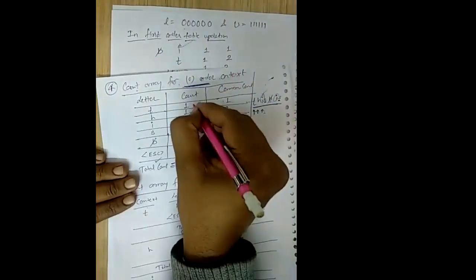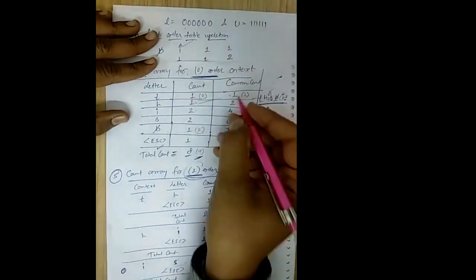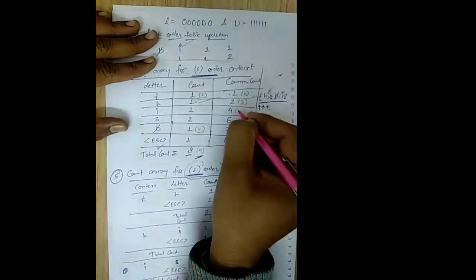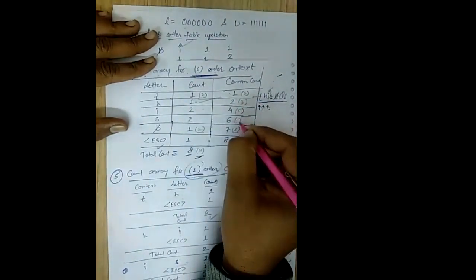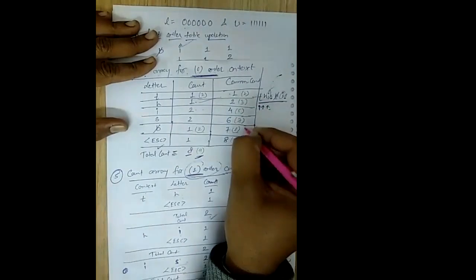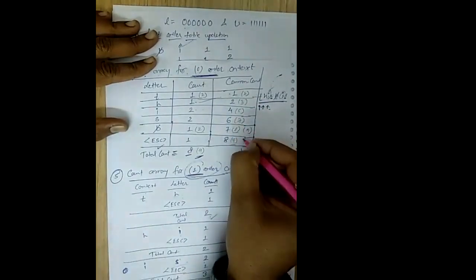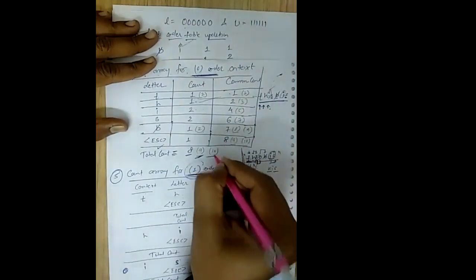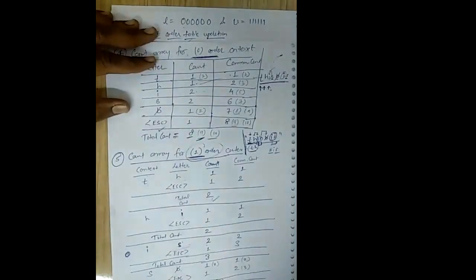New symbol has occurred, so it will become 2. The cumulative count will become 2. This will become 3. 2 plus 3 will become 5. This will become 7. The new updated value is 9. Over here 1 plus 10, and the total count again becomes 10. For your reference, I can make it up here.